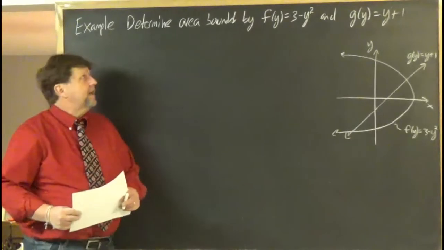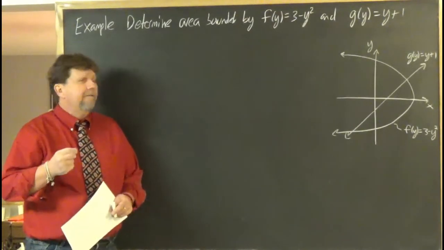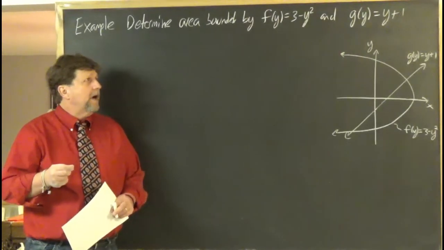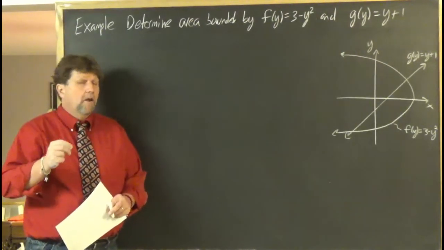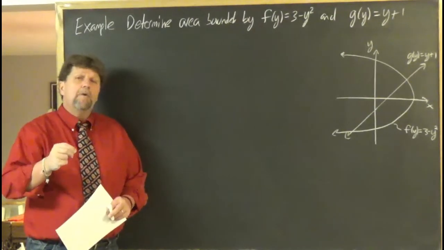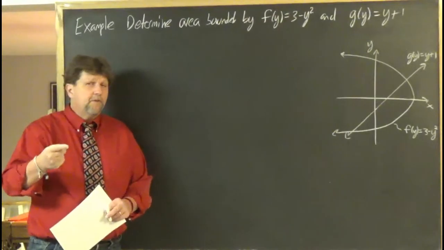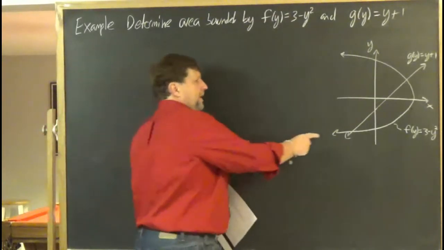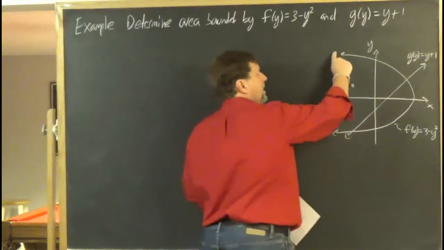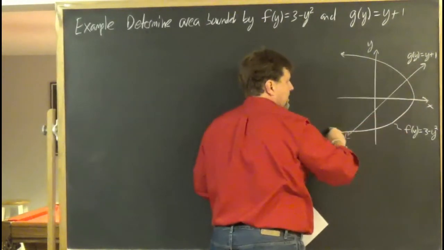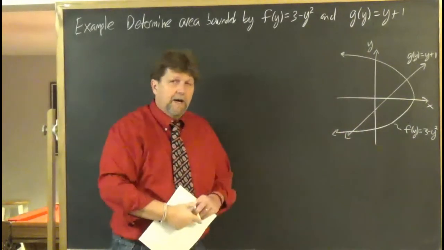All right, folks, in this example we're asked to determine the area of the region that's bounded by f of y equals 3 minus y squared and g of y equals y plus 1. We do not have functions of x now, we have functions of y. I've gone ahead and sketched the graph of each of these functions of y. This line is g of y equals y plus 1, and this curve is f of y equals 3 minus y squared.